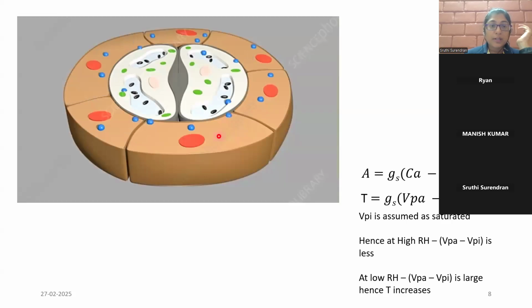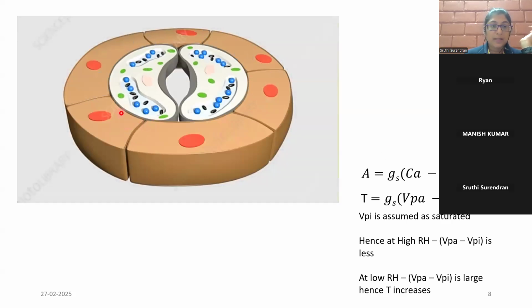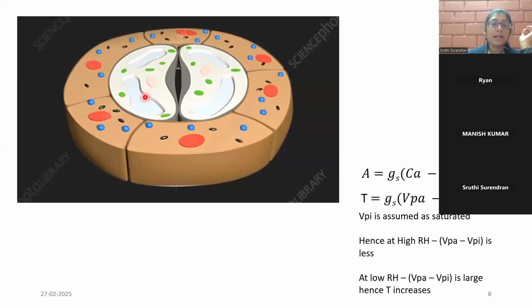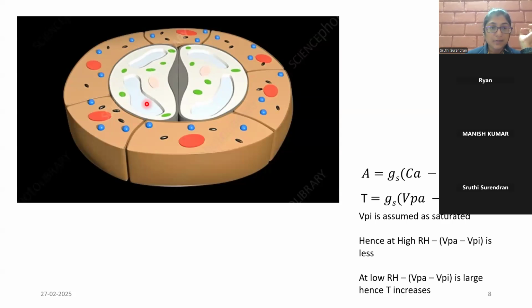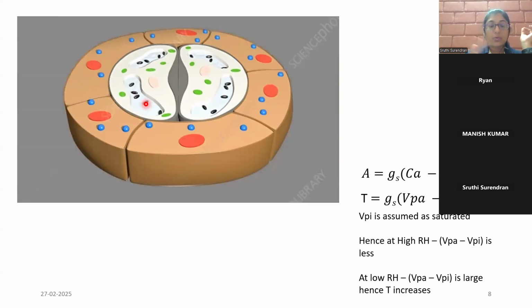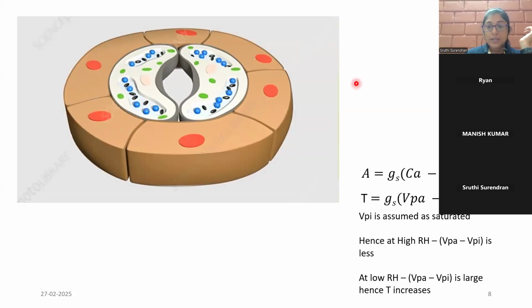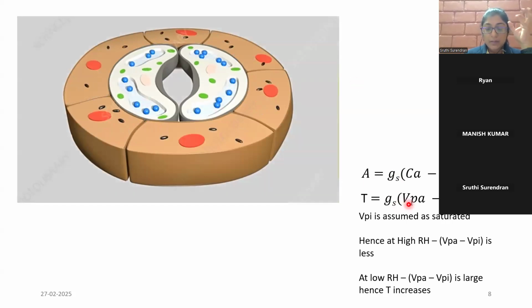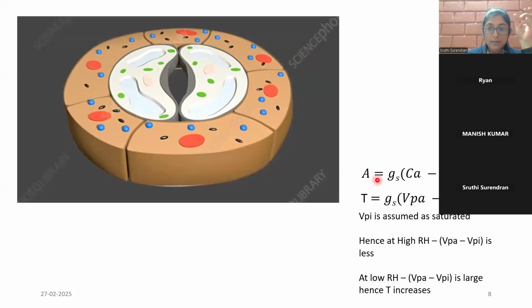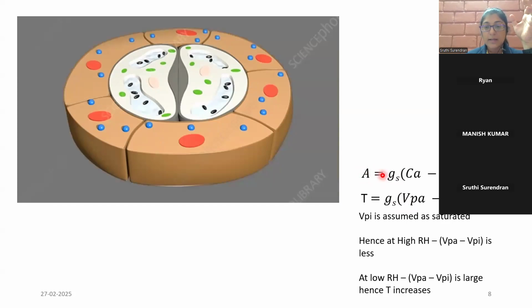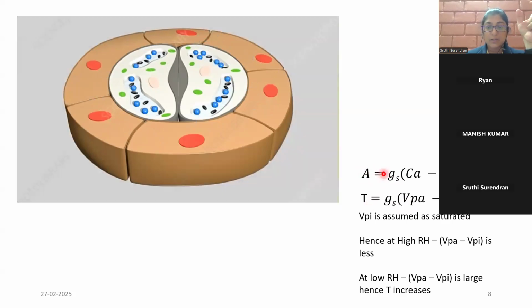We also talked about the leaf water potential, which is basically the potential of water in the leaf that is resulting in the entry of water inside the guard cells of the stomata, that is going to again govern its opening and closing. And then we looked at these two very simple equations that represent A, that is assimilation rate or photosynthetic rate, and T, which is transpiration rate.